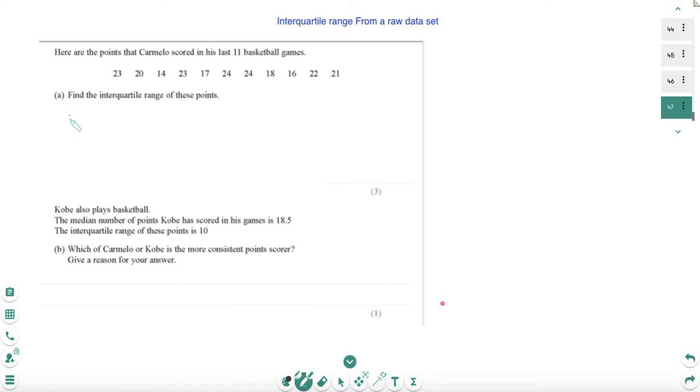So 14, 16. Maybe this is about Carmelo Anthony. I hated that guy. He was trash.